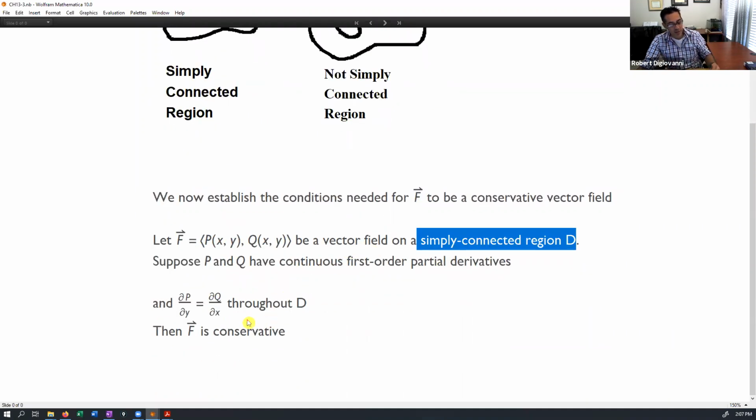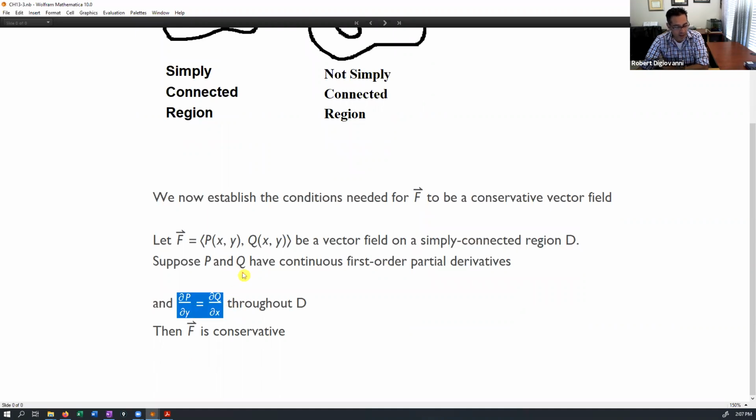So here's what you need to have a conservative vector field. You need that if you look at the vector field as being a p function and a q function, so the x component is p, the y component is q, if you take the partial of p with respect to y, it better be equal to the partial of q with respect to x. If that's true, you're talking about a conservative vector field.